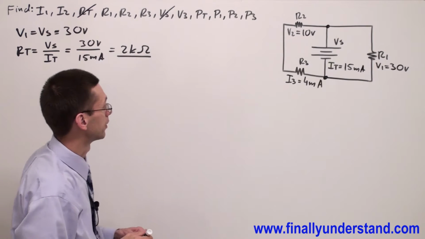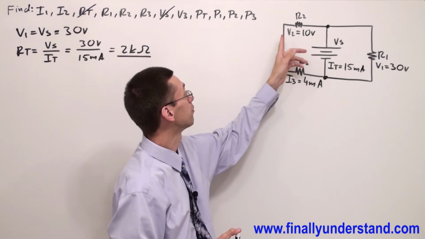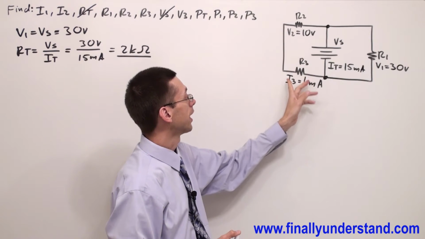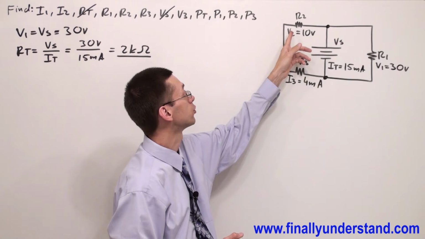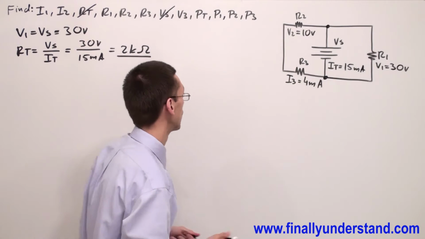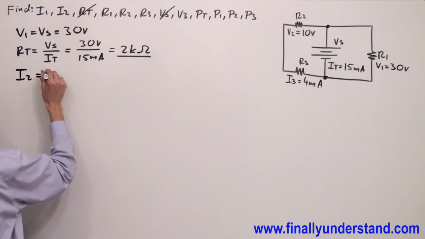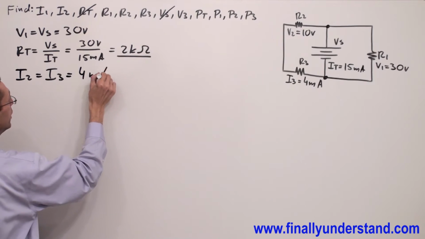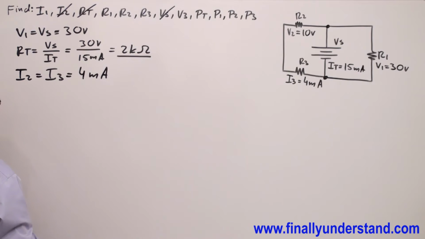Next, what do we have next? We have current I3 and we have voltage V2. The current I3 is the same current which will go through resistor R2. Why? Because these two resistors are in series. So I can write that I2 is equal to I3, and this is equal to 4 milliamps. So we found I2.